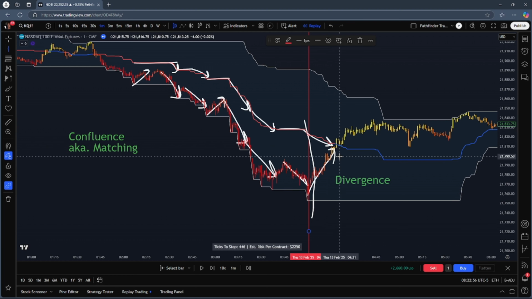That means they're in disagreement with each other. They're not in unity. They're no longer matching, okay? They're not in unison. They're now working against each other. And that move is done, and you can see the result of that right here.